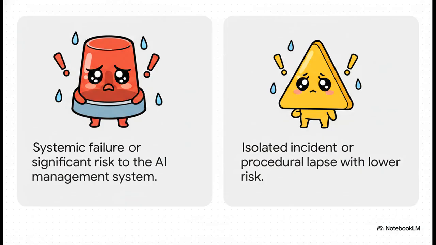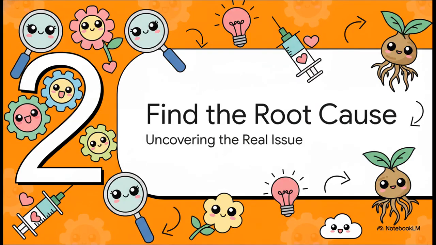Now, it's absolutely vital to classify the threat correctly, because fixing an isolated bug requires a completely different level of urgency than resolving a massive systemic failure. Think of a minor nonconformity like a leaky faucet, a procedural lapse with lower risk. A major nonconformity, on the other hand, is a burst pipe. That is a systemic failure that threatens the entire AI management system and demands immediate triage. If you treat a burst pipe like a leaky faucet, your system's going to flood. Understanding this distinction ensures you're dedicating the right level of resources and executive attention to the problems that actually threaten your overall objectives.